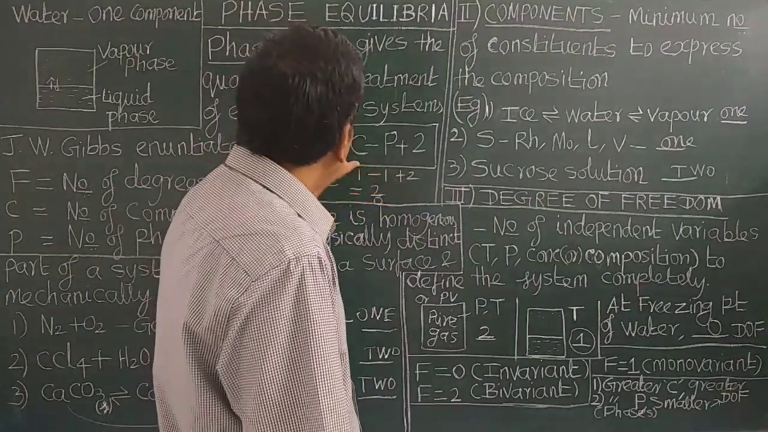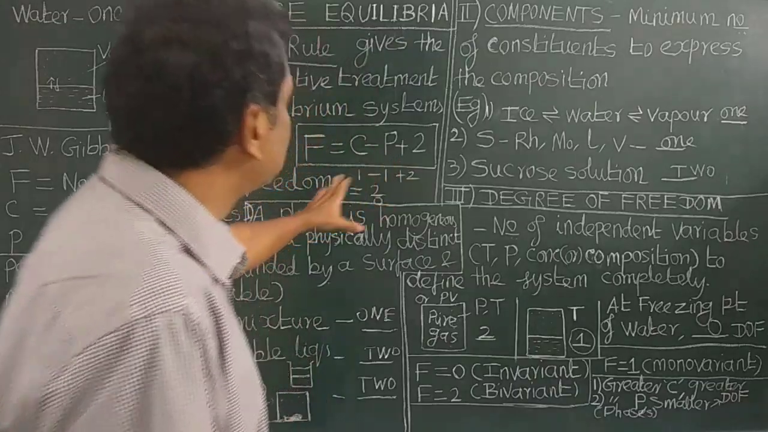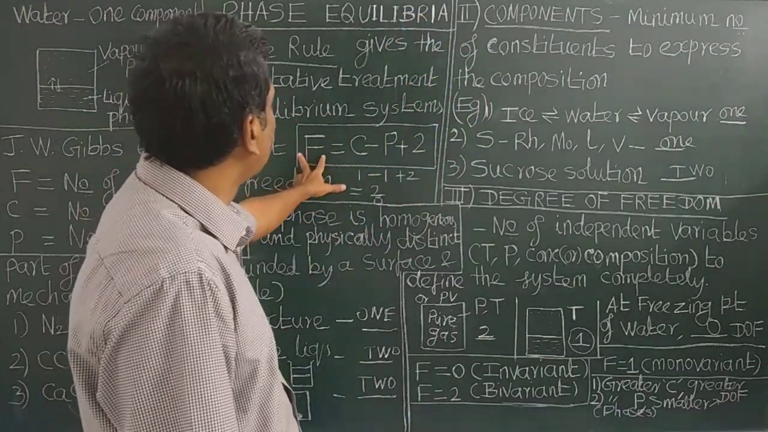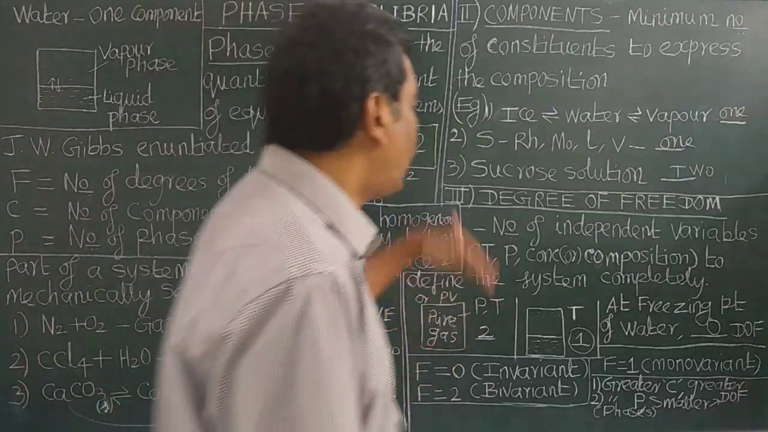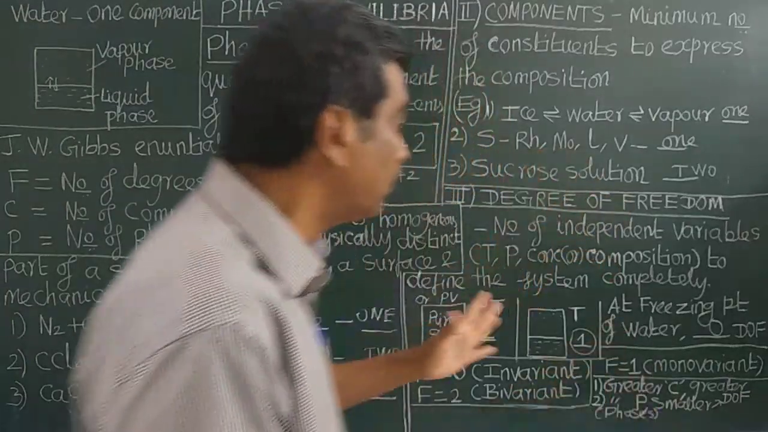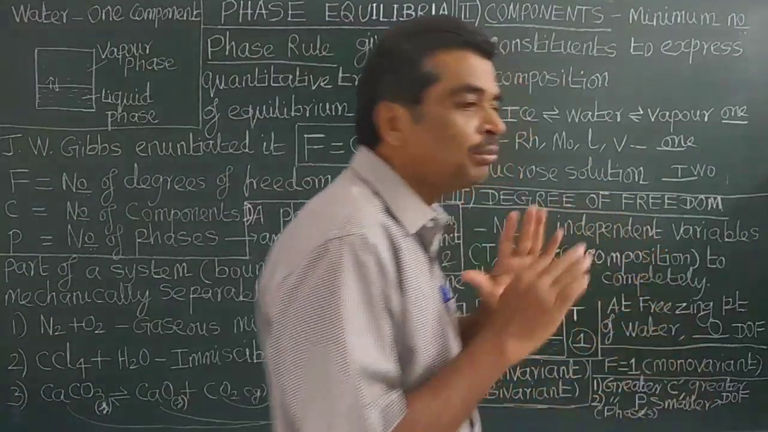Now, if you know the number of components and the number of phases from the above, you can calculate the degrees of freedom. What is the degree of freedom? It is defined as the number of independent variables needed to define the system completely.